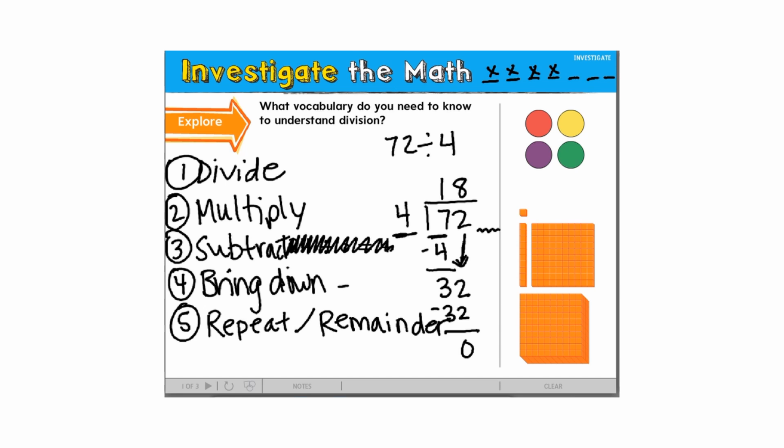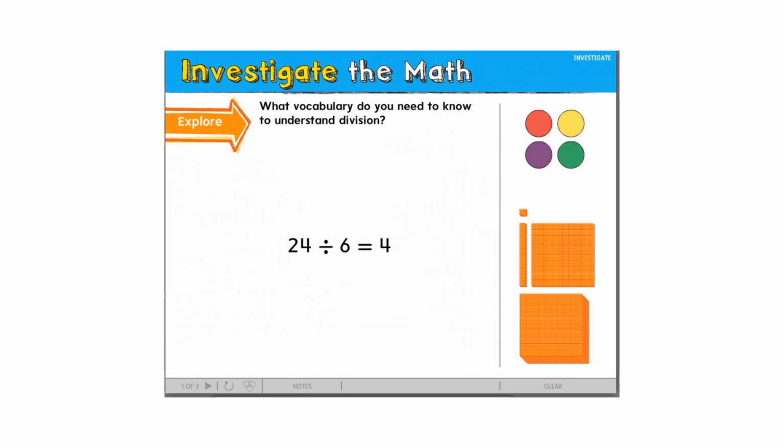Okay? Let's do another example. So my final answer is 18. Remainder 0. So some of your questions here today may have remainders. If they do, you would just put the little R next to it. Here's another example. I'm going to erase everything.